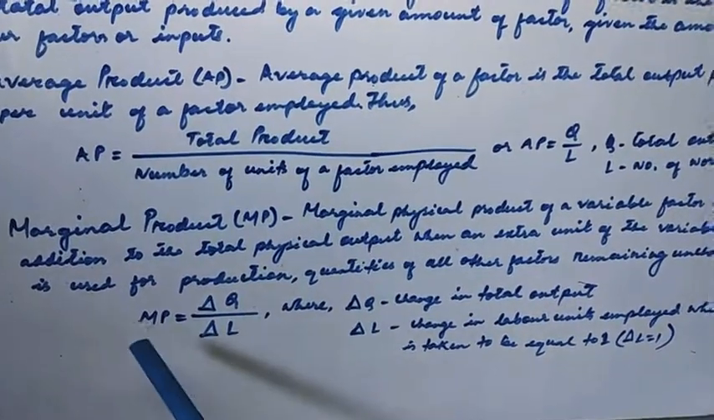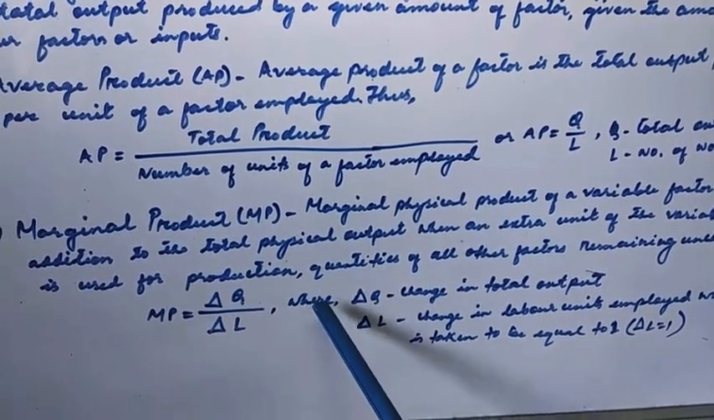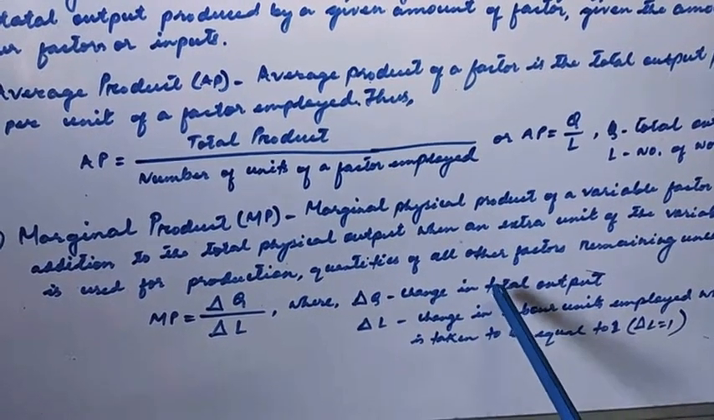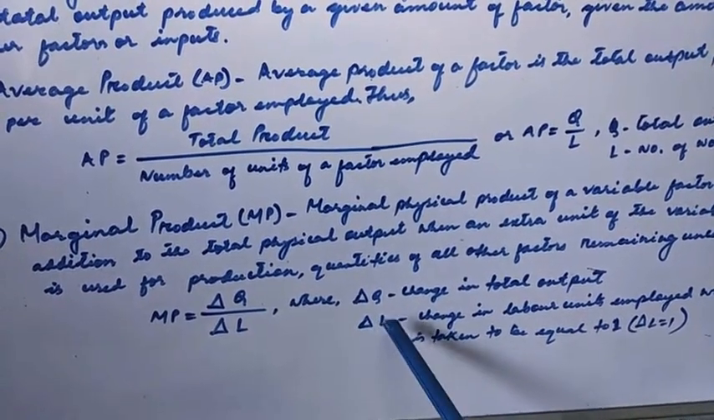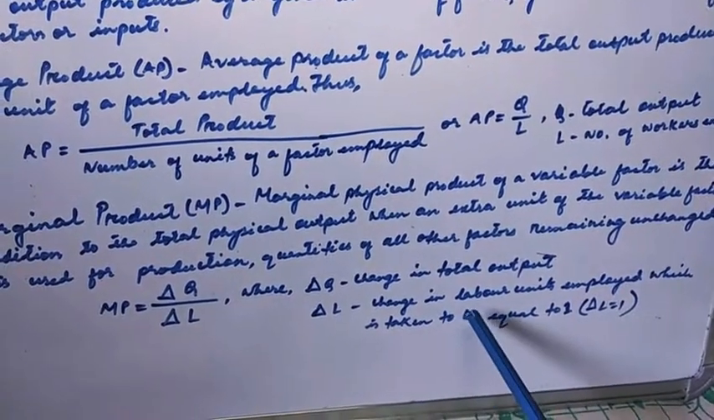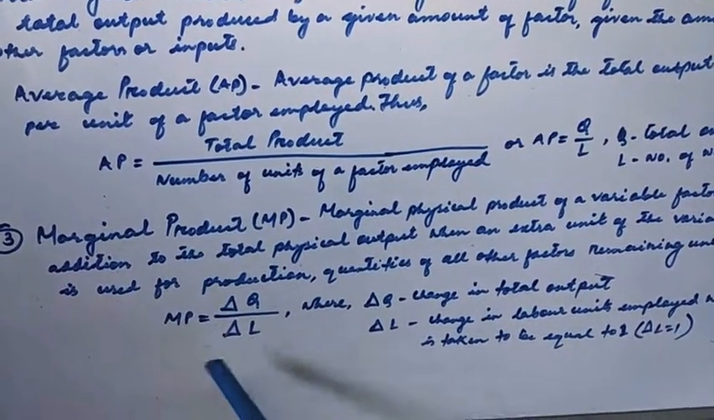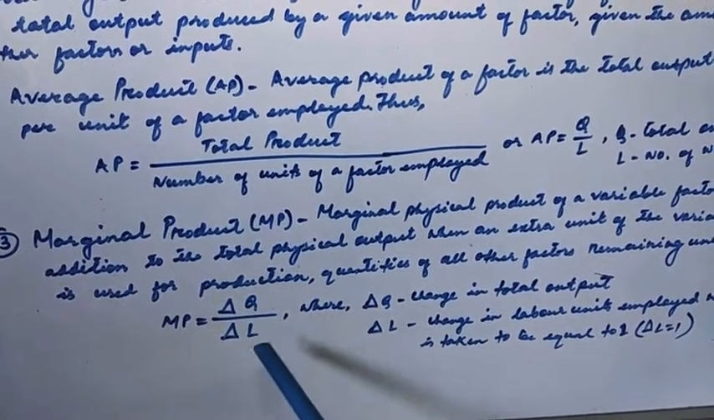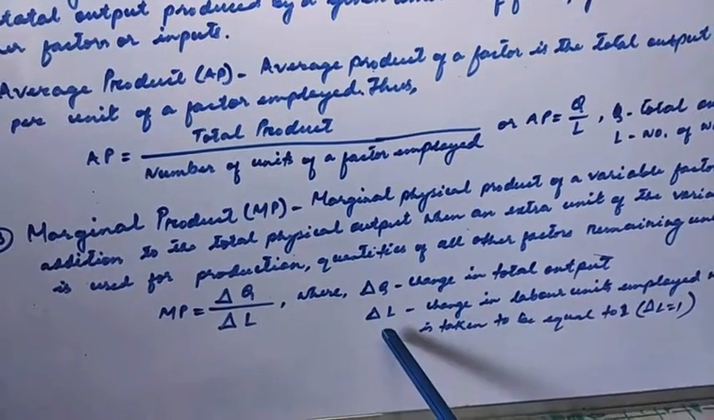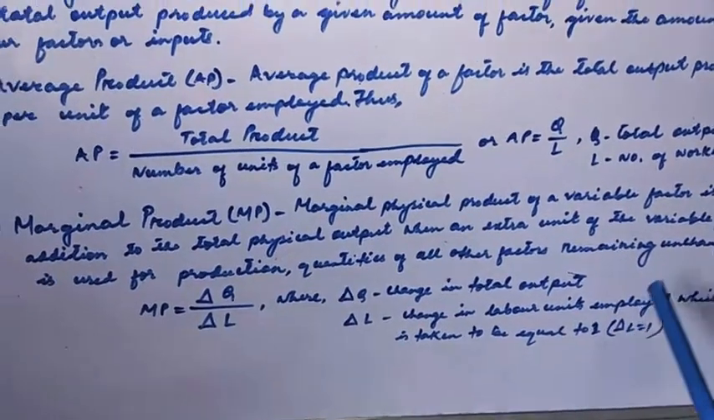So it is given by MP equals change in Q divided by change in L, where MP is marginal product, change in Q is the change in total output, change delta L is represented by change in labor units employed, which is taken to be equal to 1. So this is the marginal product formula. MP equals delta Q divided by delta L, where delta Q is the change in total output and delta L is the change in labor unit employed, which is taken to be equal to 1.